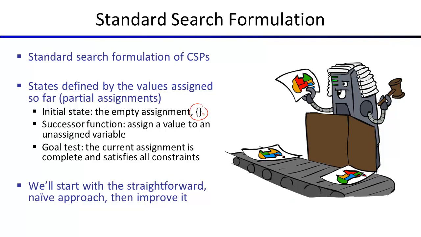Your successor function says, well, what can I do next? I can pick any variable that's not assigned yet, assign any value to it in its domain, and then you get a pretty big branching there. If you keep running your search, you could implement this until at some point your goal test is satisfied, meaning that all constraints are satisfied with a full assignment to the variables. We'll start with this really naive, straightforward approach. I know many of you will be arguing and saying, well, that just seems so naive, that's not what we should be doing. You're right. We'll start from here and build up from there.